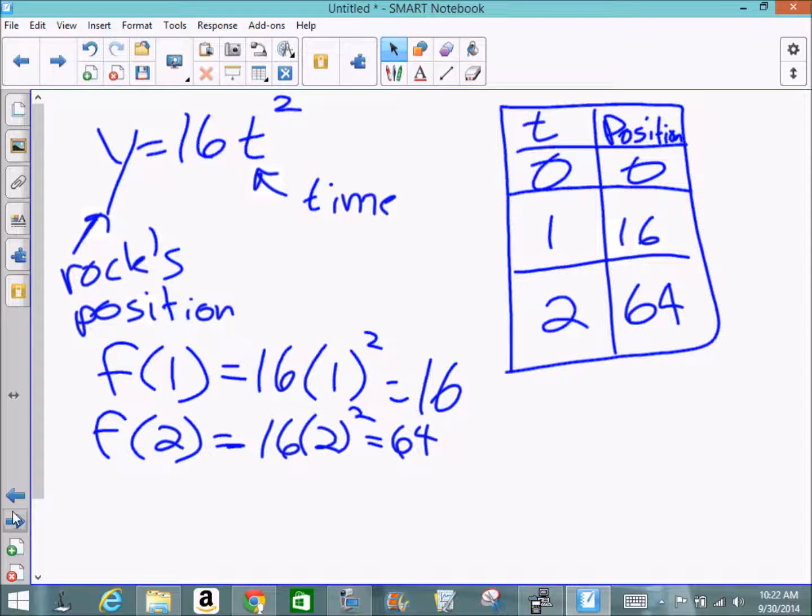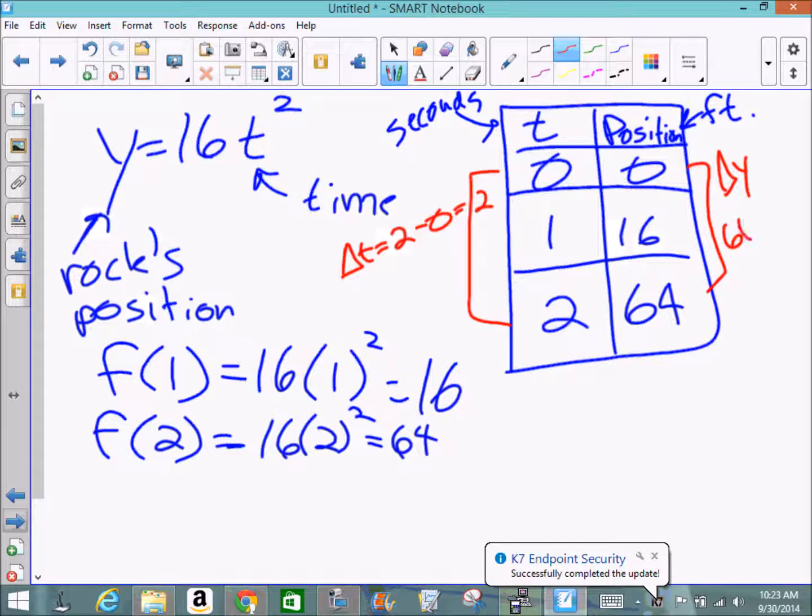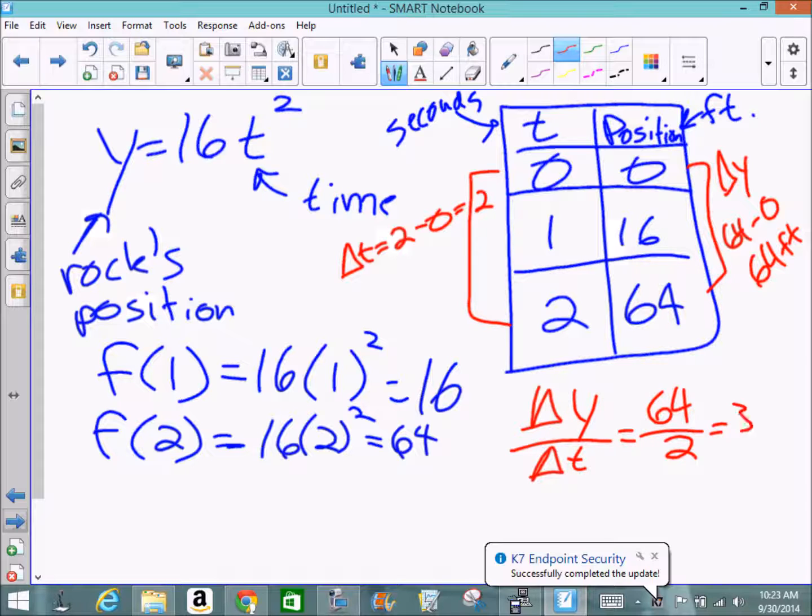Now, if I wanted to find the average speed, what I would do is start at the initial position and the final position, and then calculate the average between the two. Remember that time is in seconds and position is in feet. So if I start with the final time, subtract the initial time, I get 2 seconds. If I do the same with the final position minus the initial position, I get 64 over 2, and that gives me 32 feet per second, which makes sense. In 2 seconds, it travels 64 feet, which is an average of 32 feet per second.